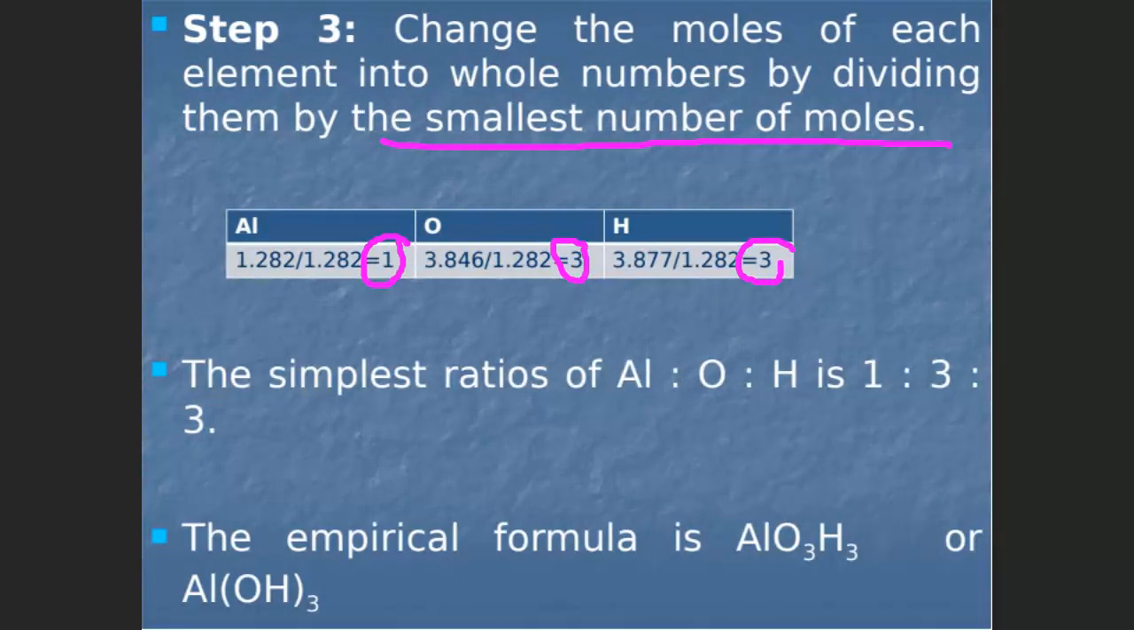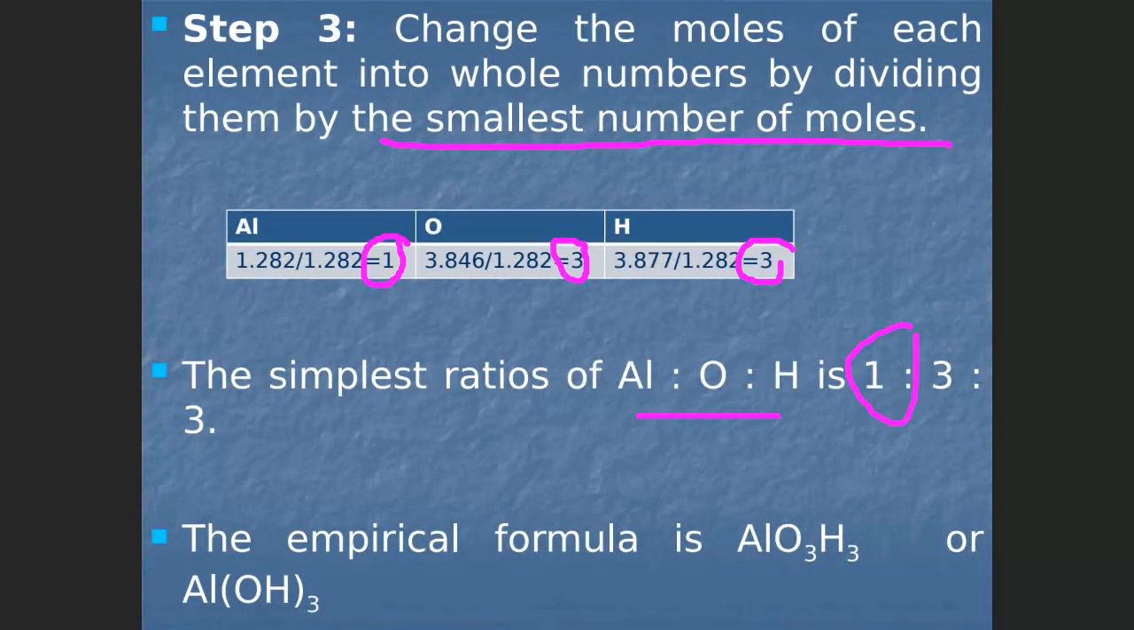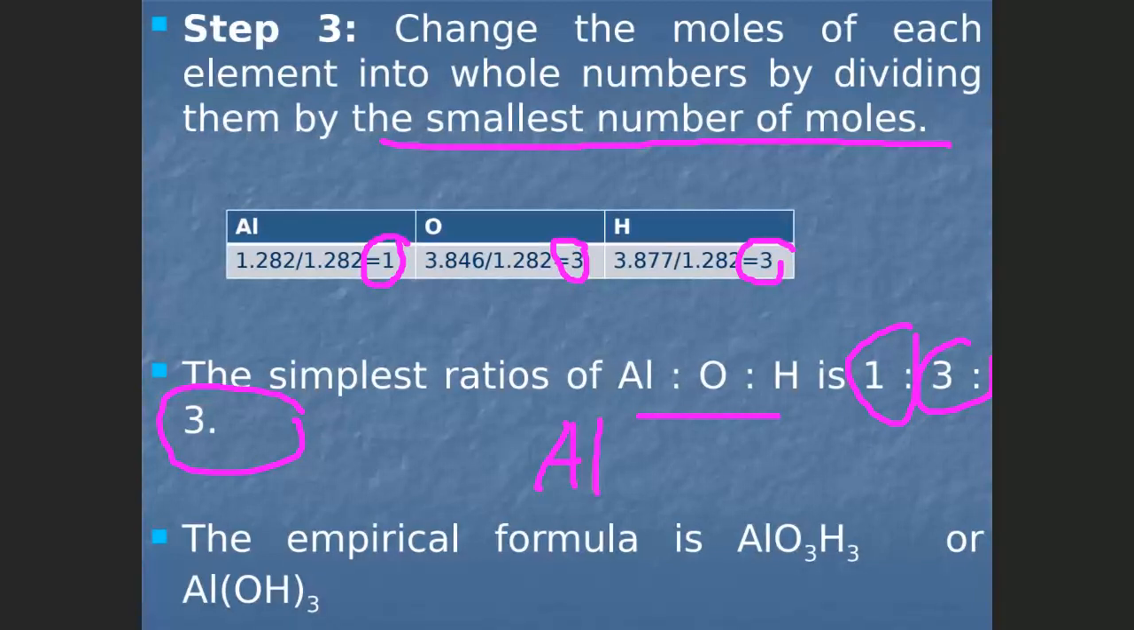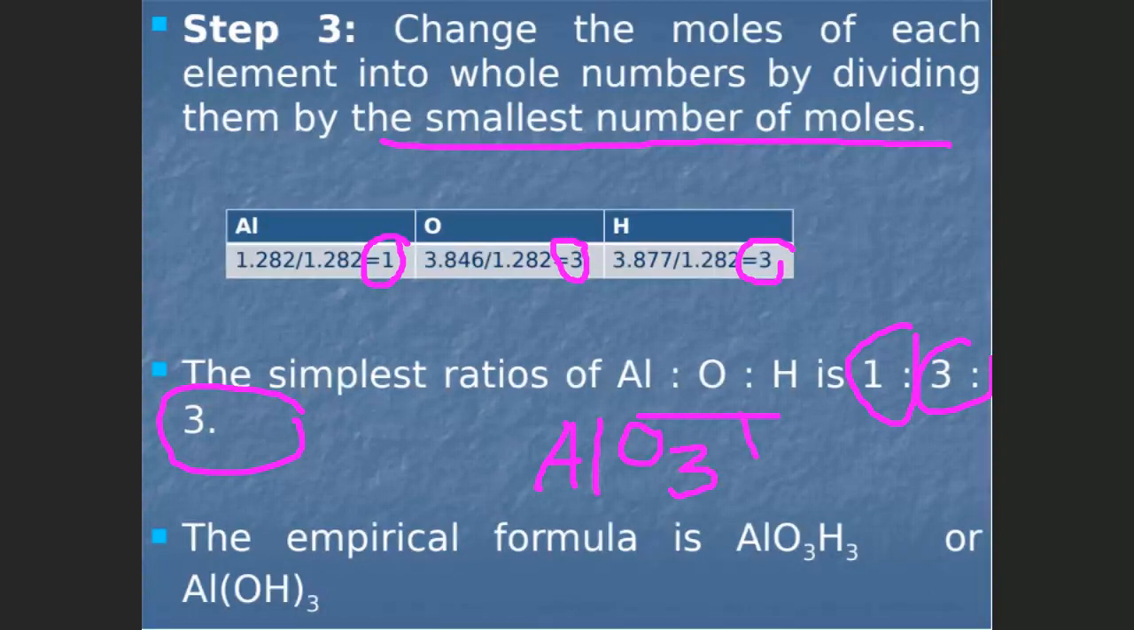The simplest ratio of aluminum, and this is the definition, that empirical formula is the relative, whole number ratio. Aluminum, oxygen and hydrogen ratio is 1:3:3. In that case, we can write the empirical formula like that: AlO3H3. But we are not sure what this compound is. Is it aluminum hydroxide, or what is this? Here we stop for the empirical.